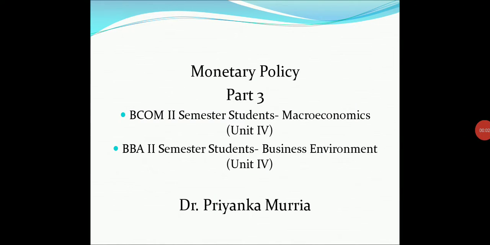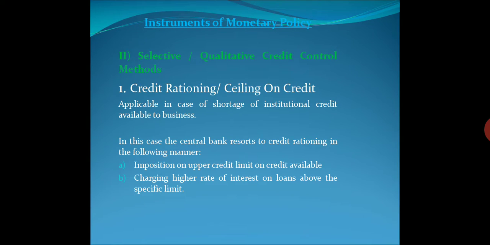Students, today I am considering part 3 of monetary policy, wherein I'll be talking about the qualitative credit control instruments, or the alternative name for them, selective credit control methods or mechanisms under monetary policy. The first one being credit rationing. Credit rationing, and the alternative name for this is ceiling on credit.